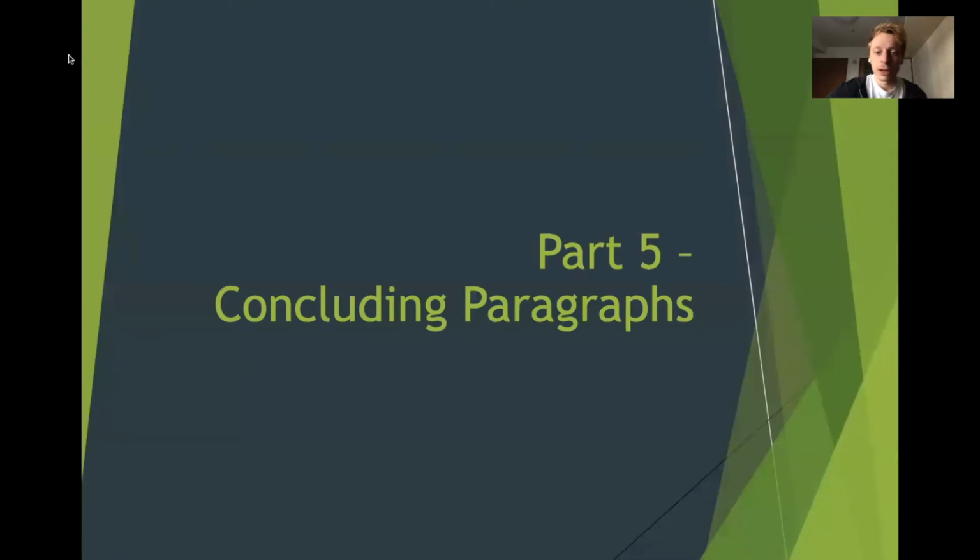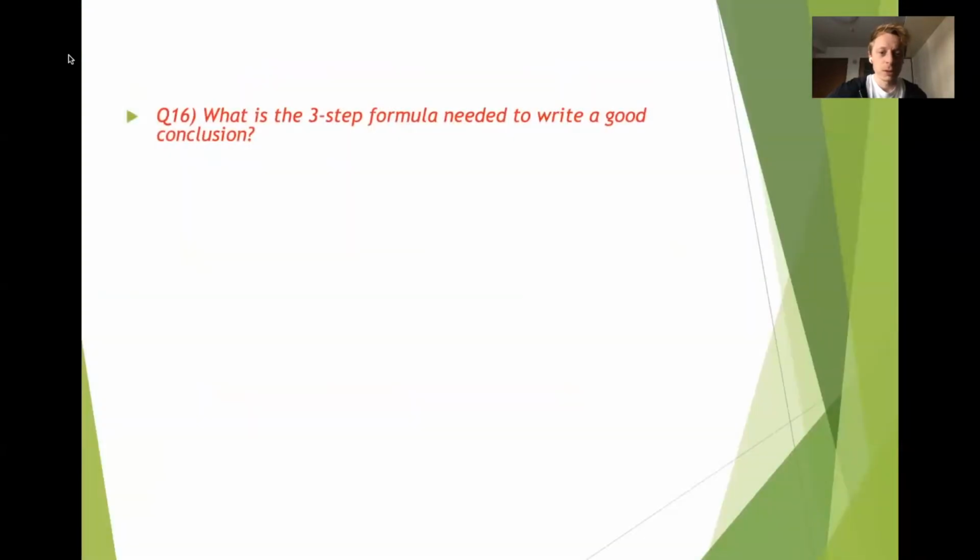And concluding paragraphs, the last part. What's the 3-step formula? Don't forget this. A lot of people forget this. There's 3 things you need to do in a concluding paragraph. The first thing is you restate your thesis in different words. The second thing is you summarize those 3 main points. We just talked about the 3 points for the 3 body paragraphs, like 1 point per body paragraph. Recap those in different words. Remind me what you wrote.